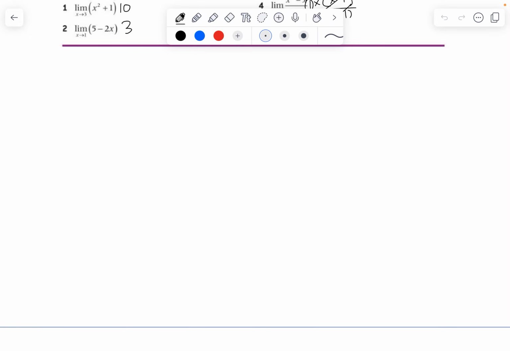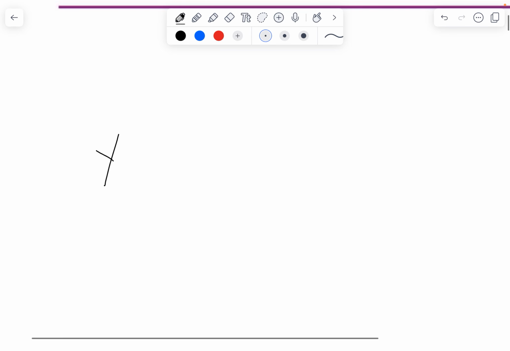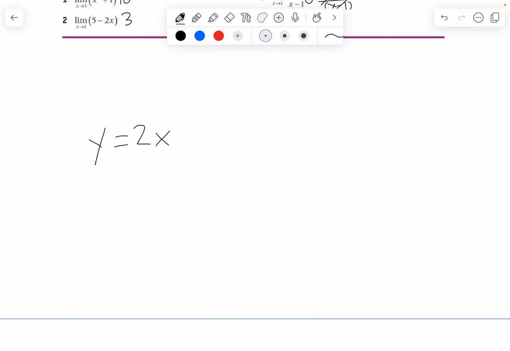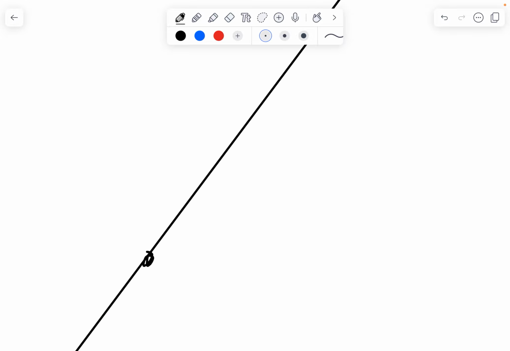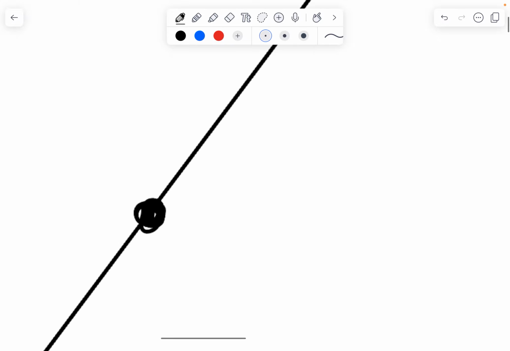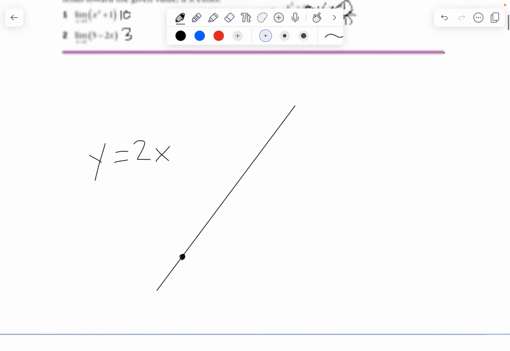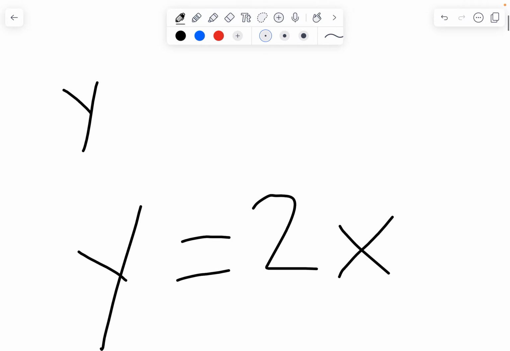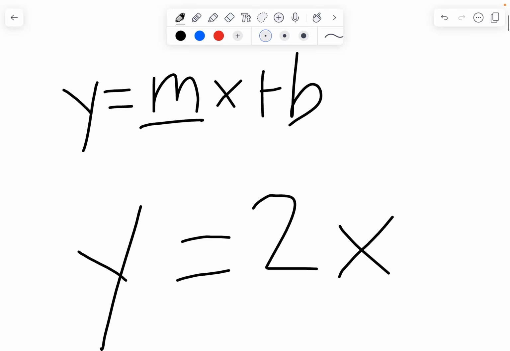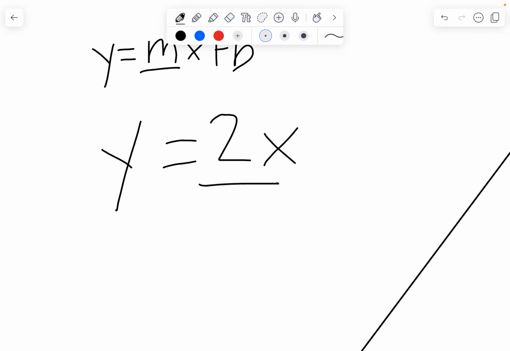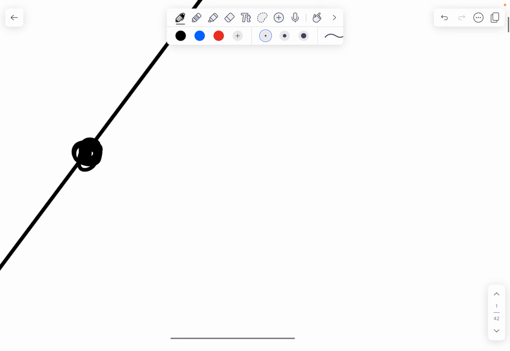So if you have a function, let's say y equals 2x, it looks like this. If I say, let's take a point here on the curve, and I ask you, what is the slope of the curve at this point? You would say, well, okay, I know that y equals mx plus b, and the slope is m, and here in the equation it's 2. Therefore, the slope is 2, and that would be correct.